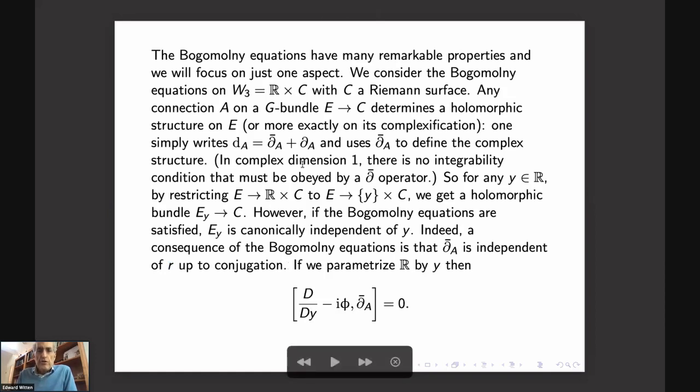If we parameterize the real direction in W3 by y, then part of the Bogomolny equation is this. So the Bogomolny equations are equations for a one-form in 3 dimensions. So there are 3 real equations, but 2 of the 3 real equations can be put in the form of this one complex equation. And this one complex equation tells you that up to a gauge transformation generated by minus i phi, d-bar A is independent of y.